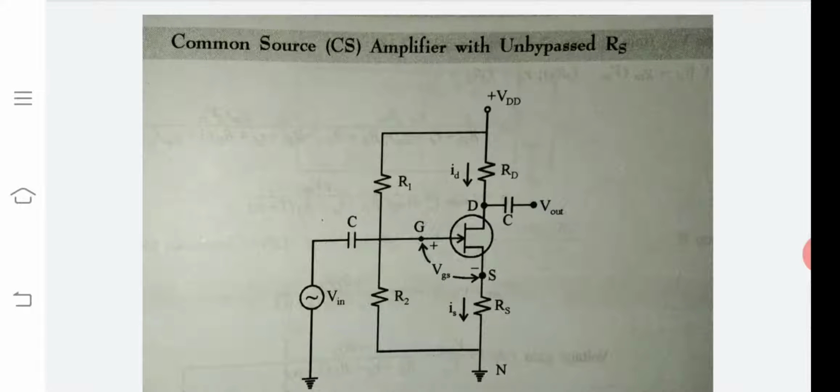V in, the AC input supply, is given at the gate terminal for controlling the output current ID, and VDD is for the drain in reverse bias. Current flows from drain to source through RS, and the output is collected at the drain terminal. So it is common source, where the output is collected at drain, and for common drain the output is collected at source, so it's different.